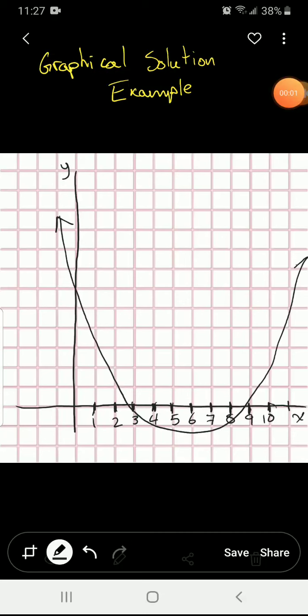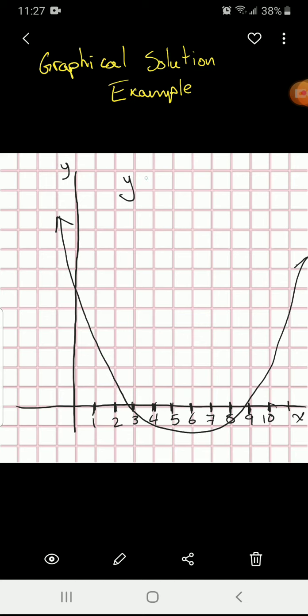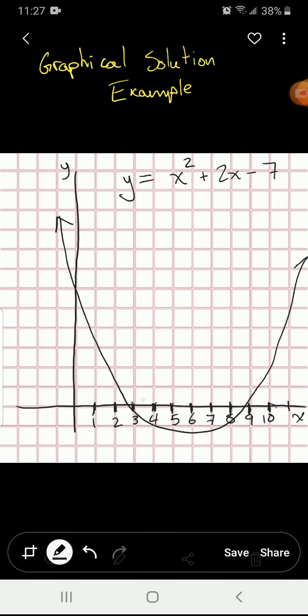Let's look at another example here. So here you're just given some equation, some function. You're just given this graph. Normally you would see something like y equals x squared plus, let's say, 2x minus 7. Maybe that's what this graph is. I don't know. Don't quote me on that. I'm just giving you an example.